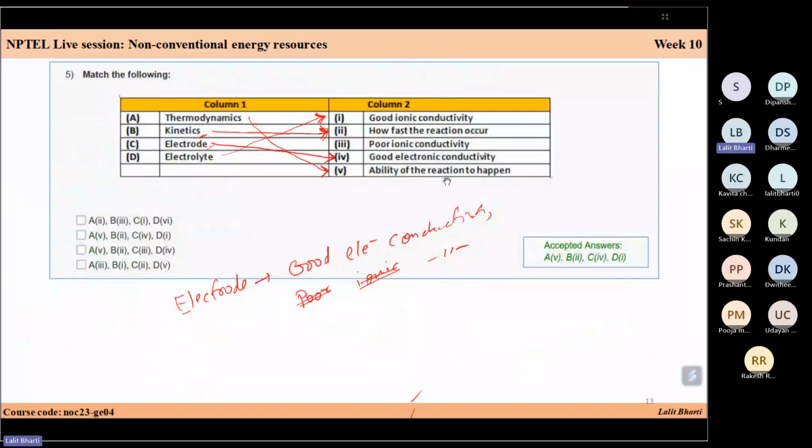Then the last option, ability of a reaction to happen. It depends on the thermodynamics. If your thermodynamics allows, your reactions will happen. And if they do not allow a reaction, then the reaction will not happen. So accordingly, your second option is correct. A will go to fifth, B will go to second, C will go to fourth, and D will go to first. So your option 2 is correct here.